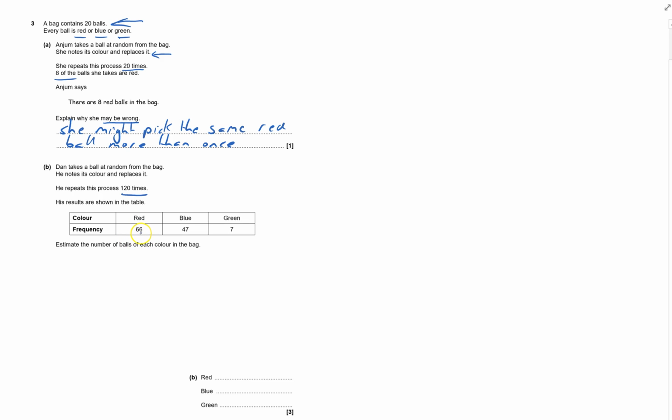But we've got here the probability of getting a red. The estimate for the probability will be 66 out of 120. And that's a fraction, and we want to know what that fraction is of the 20 balls. So to do that, we'll times by 20.